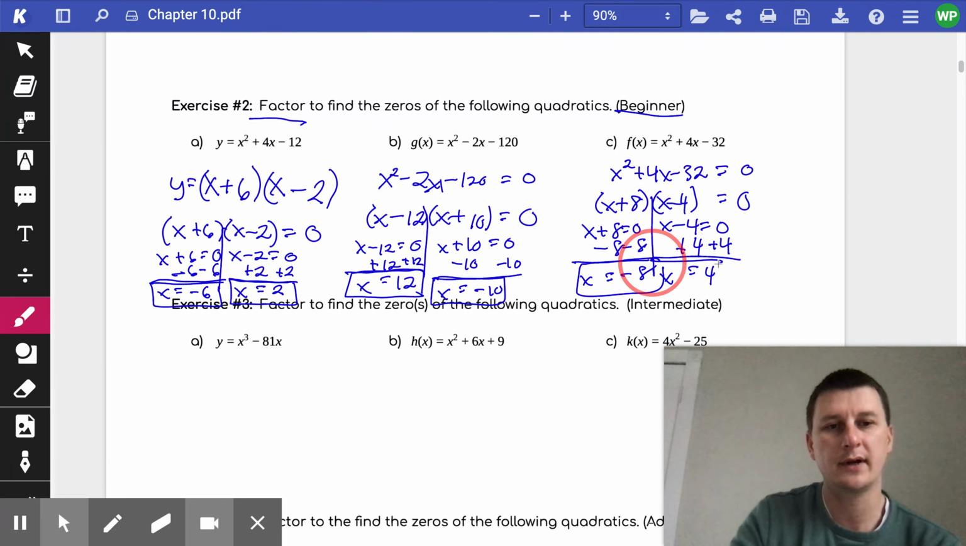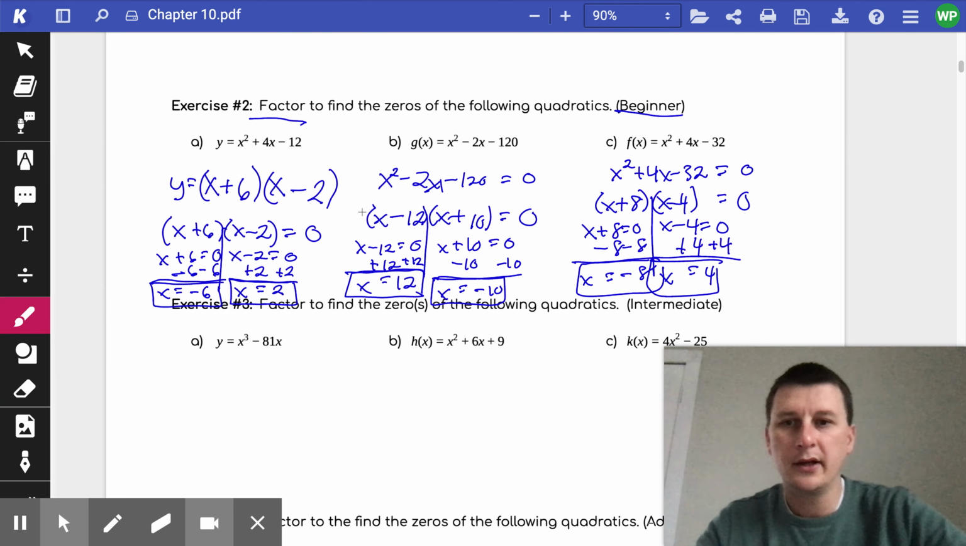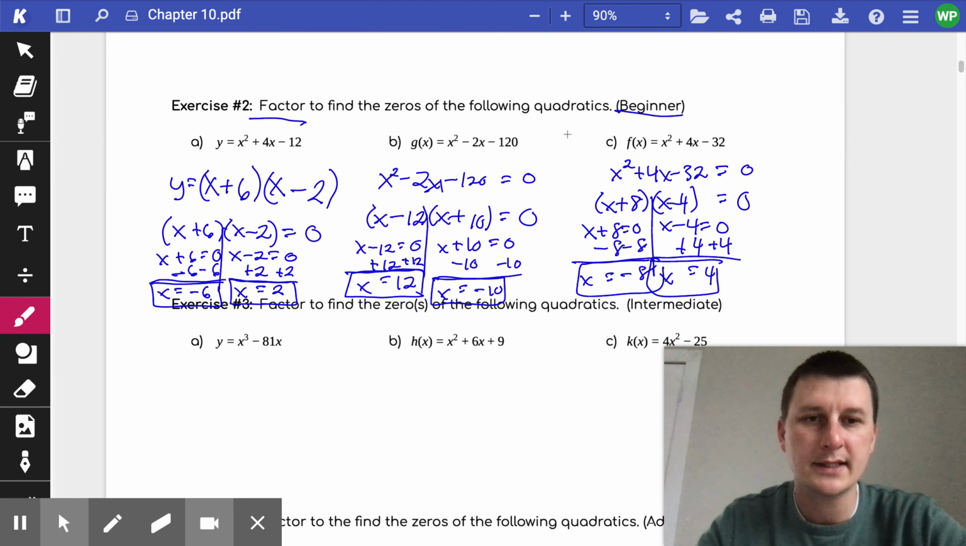So again, if you want to graph these in your calculator, you could go ahead and you could put parts A, B, and C all in your calculator, and you're going to see that your roots are the roots that you just found algebraically. Pretty cool.